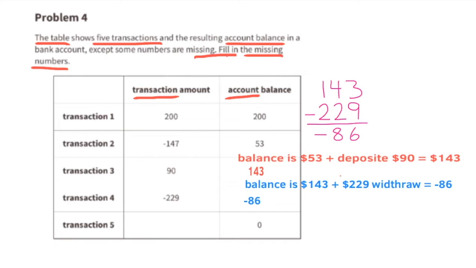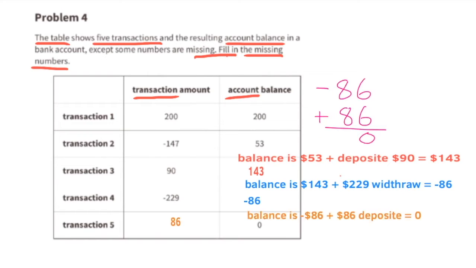In the fifth transaction, they brought their balance to zero. So they went from a balance of negative $86 to a balance of $0. That means that they must have deposited or added $86 to their account.